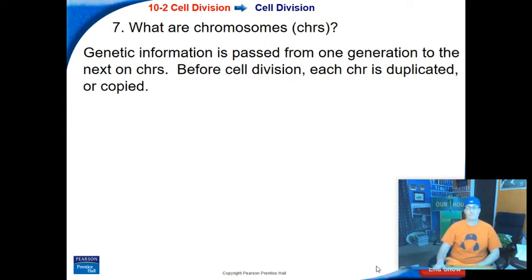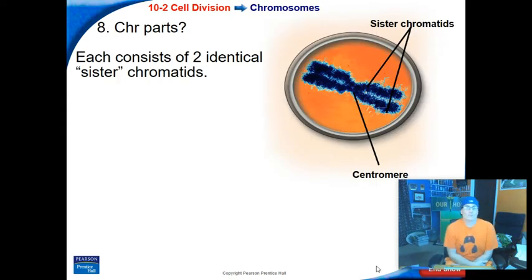Moving on. All right, chromosome parts. So we call this half of the X a chromatid, and this half of the X a chromatid. They're connected by this dense region in the middle called a centromere. The reason why we call them sister chromatids is because they are identical to one another.